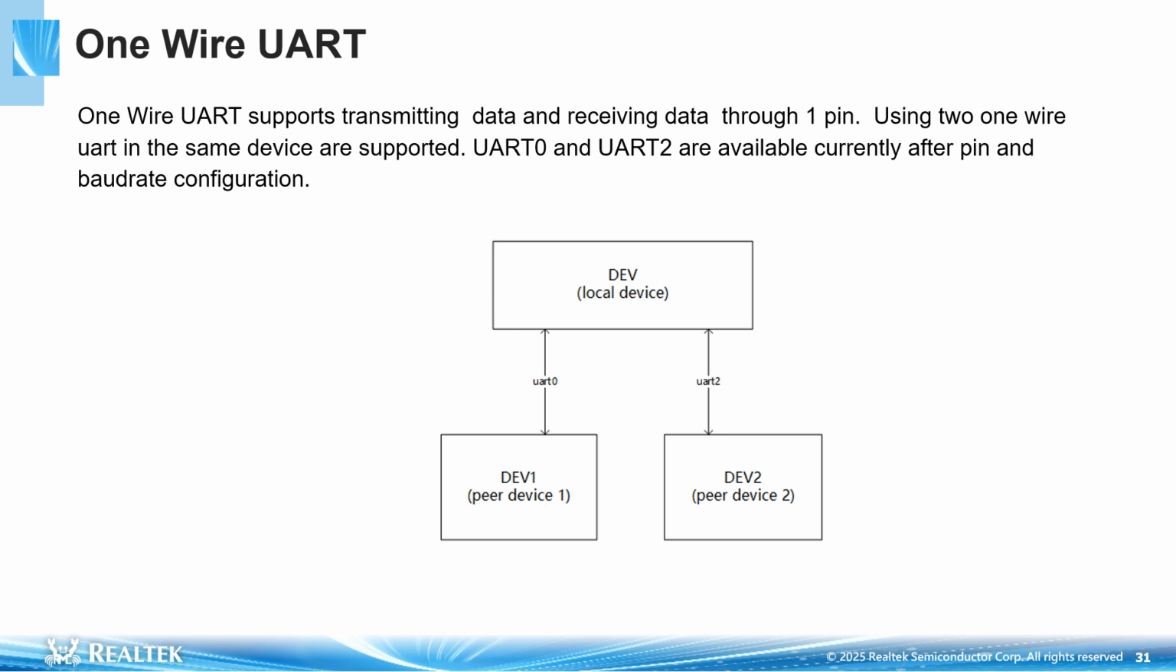Firstly, PinMux should be configured as UART. If users want to enable 2 or more UARTs, the corresponding number of pins should be configured. Currently, UART 0 and UART 2 are available. The macro is configured as UART 0 and UART 2.